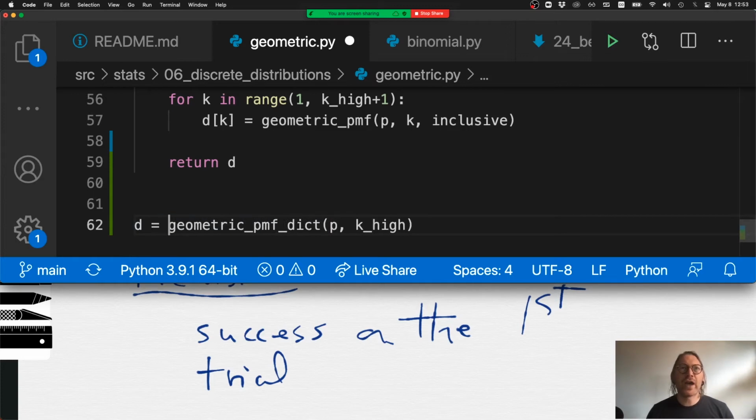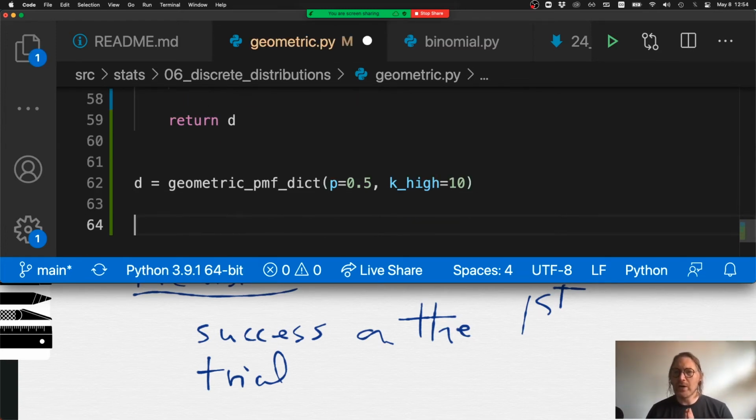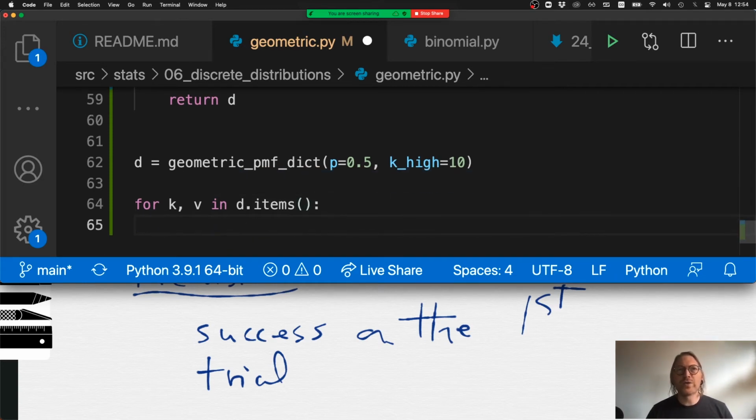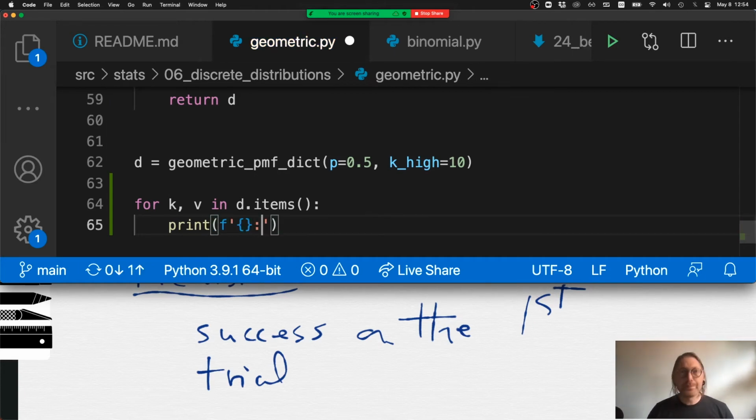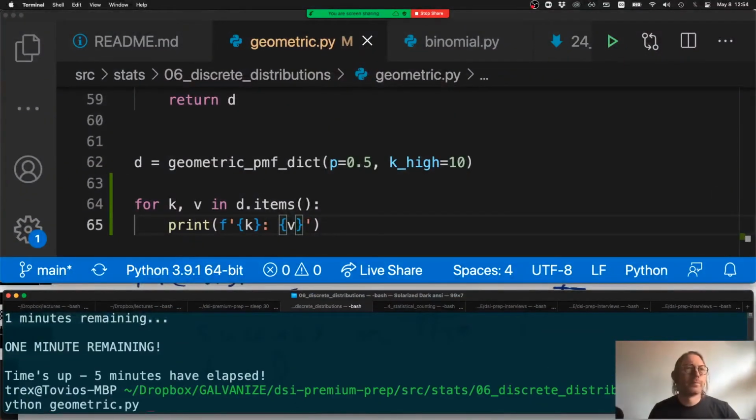And I'll get a dictionary out of it, and let's think about this in terms of flipping coins. 0.5, and let's say we have a k high of 10. And there should be a fairly familiar pattern here that we see, okay? And let's just make sure. So for key, value in d.items, this is a good form to know as well, printing out the output of a dictionary, where this is k, oops, and that is v. So let's run that and see what we get.